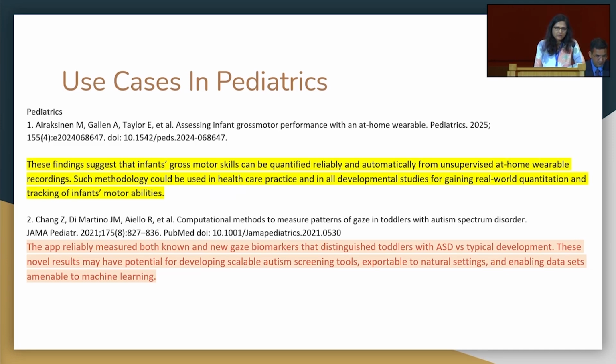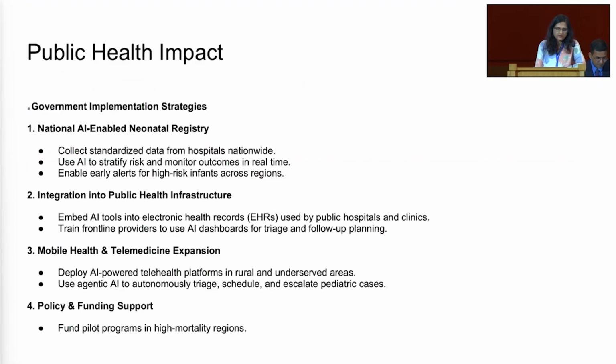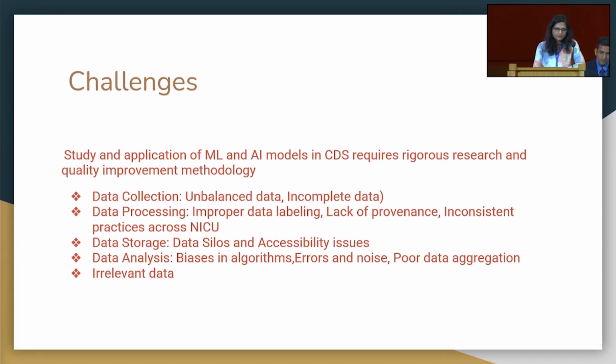But I know there is one physician here who's looking at autism and neurodevelopmental disorders. So there are screening tools that have used AI algorithms to help diagnose autism. If anybody's interested, I have the references. And one of the other major places where AI can have impact is public health and government implementation strategies. I think that will make a broader impact in using the AI models.